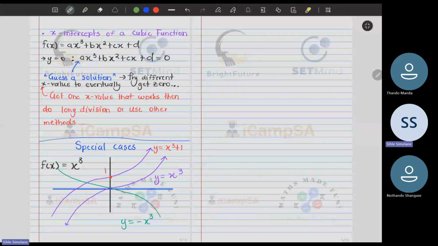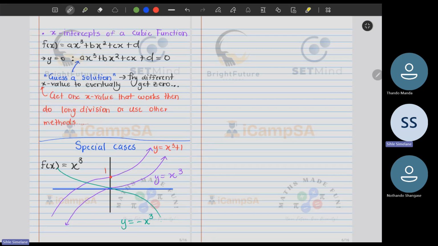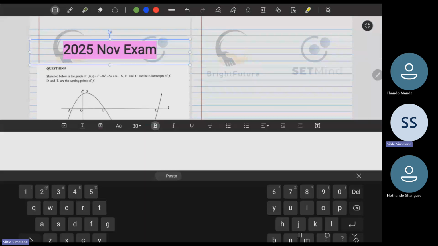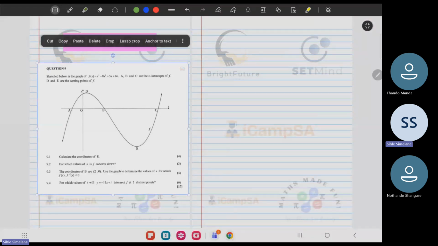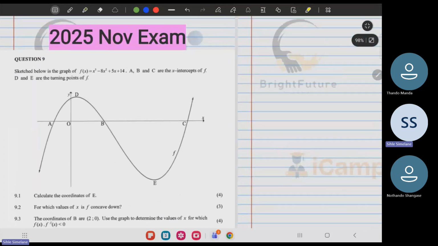Okay. Now with this done, guys, I think we can go and try some questions. We'll learn while practicing. Okay. So with this out of the way, let's go and have a look at this question here, which is the November 2025 exam. So let's zoom in.